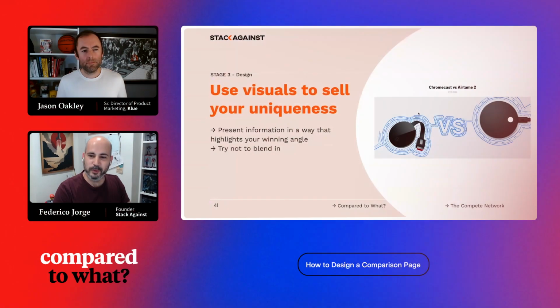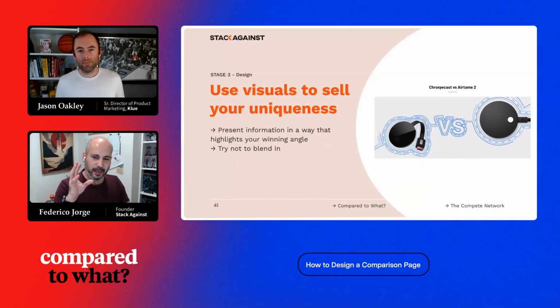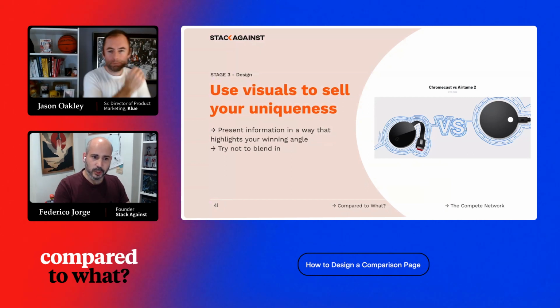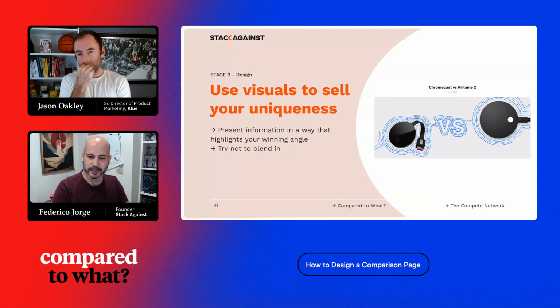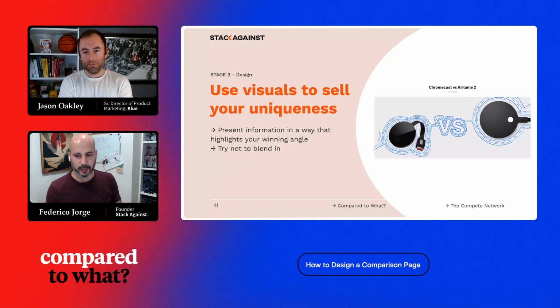Yep. This is an example we've seen already, but I wanted to, again, reinforce this idea from the design perspective, right? Use visuals to sell your uniqueness. That's kind of the topic here. Yep. But the other angle here is try not to blend in. The comparison page is about telling people as clearly as possible how your product is different from these other alternatives, right? So if your visuals are not supporting that story of how you're different, then it's probably not well solved from a design point of view.